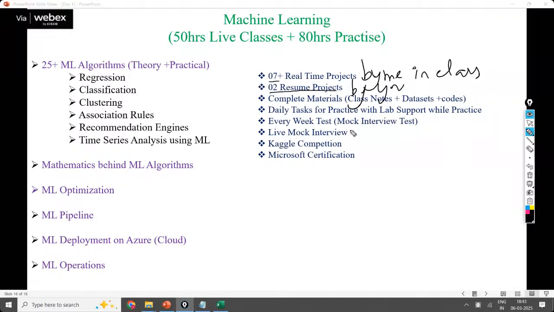And these tests will be conducted only on the Saturdays. Once we complete, for example, this part was completed, based on this you'll have the test. This was completed, based on this you'll have the test. Like that, you'll have the test only on the Saturdays in your regular class timing only. Okay, that is not a problem. This is only on the Saturdays.